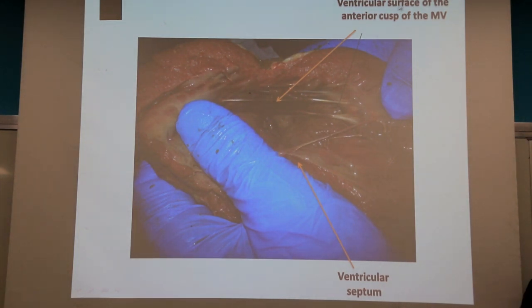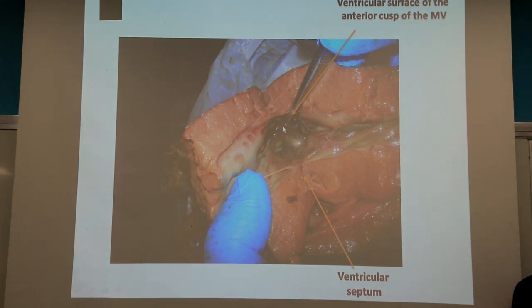The ventricular surface of the anterior cusp. Here is the anterior cusp of the mitral valve, here is the ventricular septum, and here is the outflow tract. So blood will go out from here, between the ventricular septum and the anterior cusp of the mitral valve. This is the outflow tract. Again, here is the outflow tract.